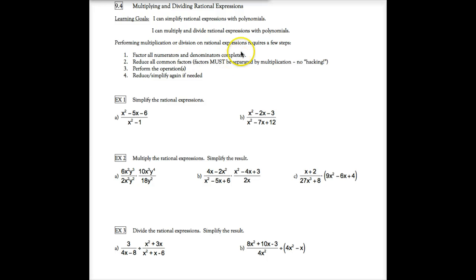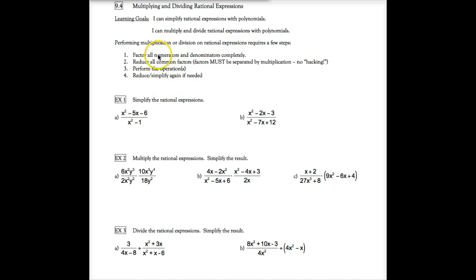Right, today we are going to talk about multiplying and dividing rational expressions. And this you actually did in Algebra 1, so hopefully once we look at a couple of them, it will seem familiar to you. So we need to be able to simplify rational expressions that have polynomials, and then we need to be able to multiply and divide those rational expressions that have polynomials.